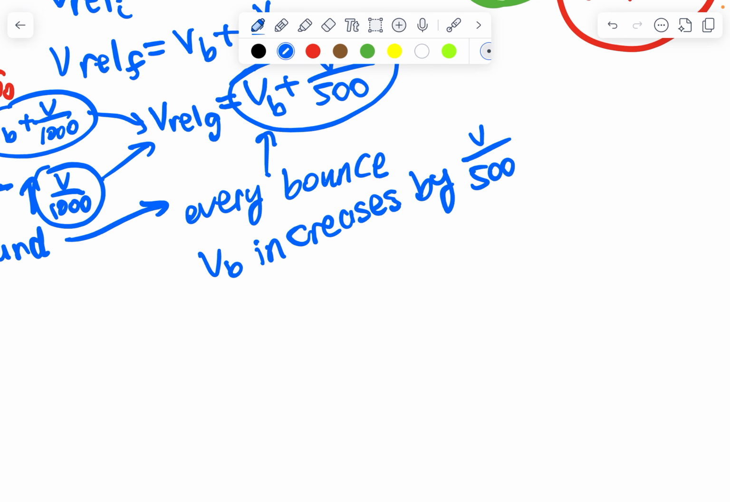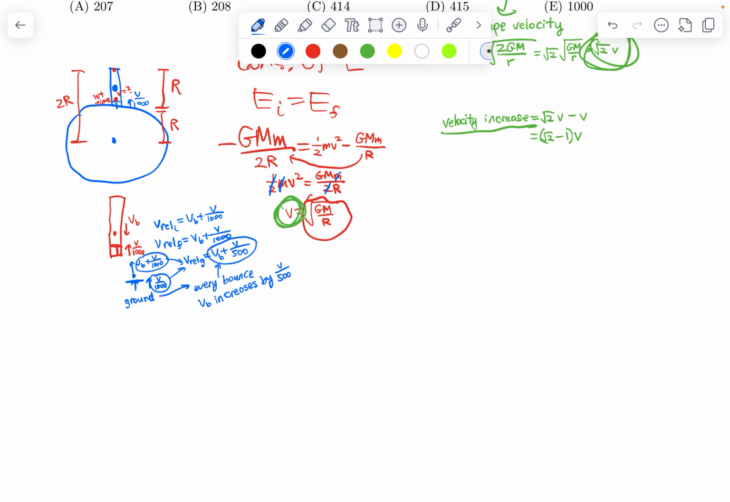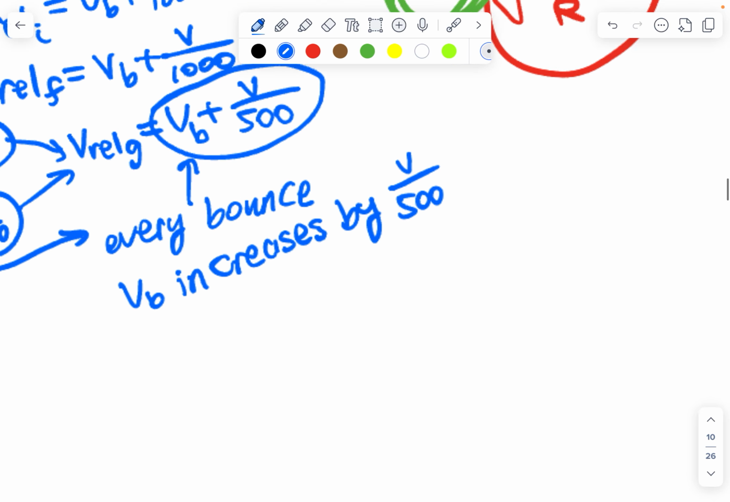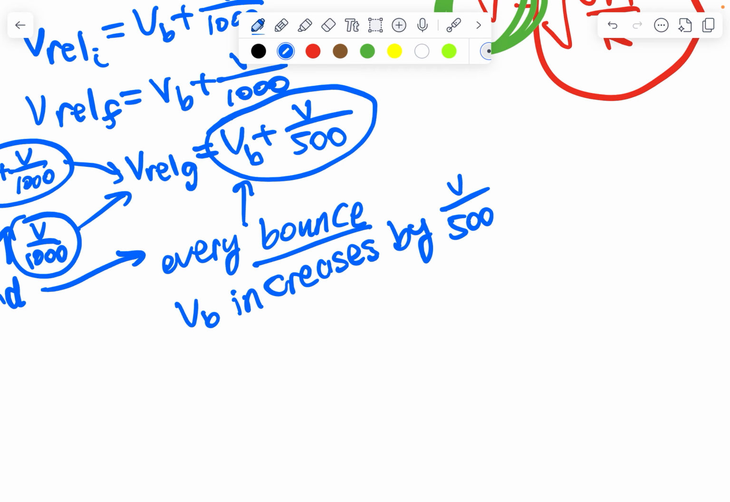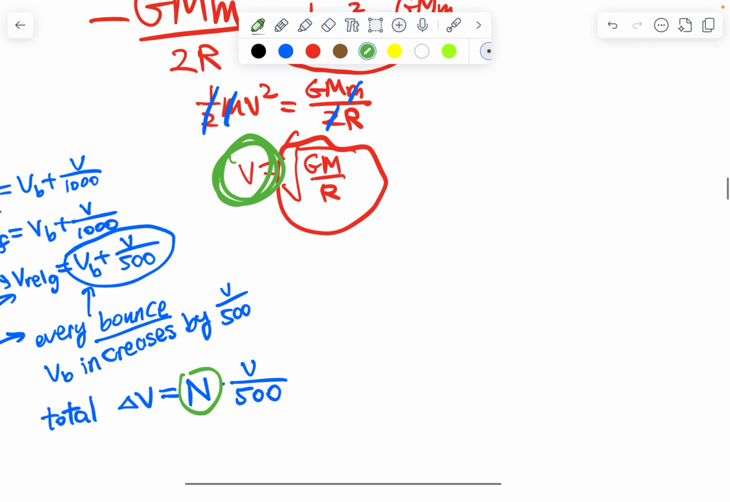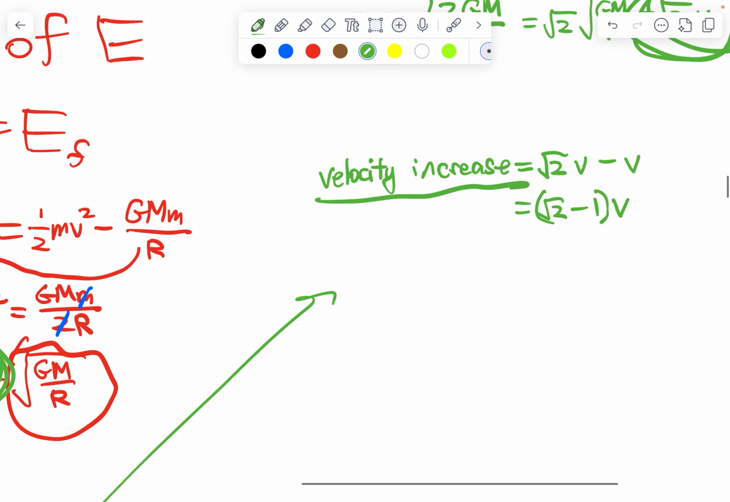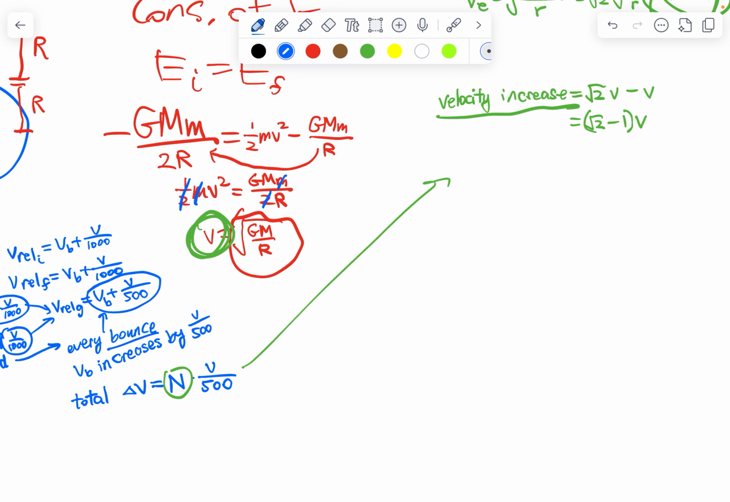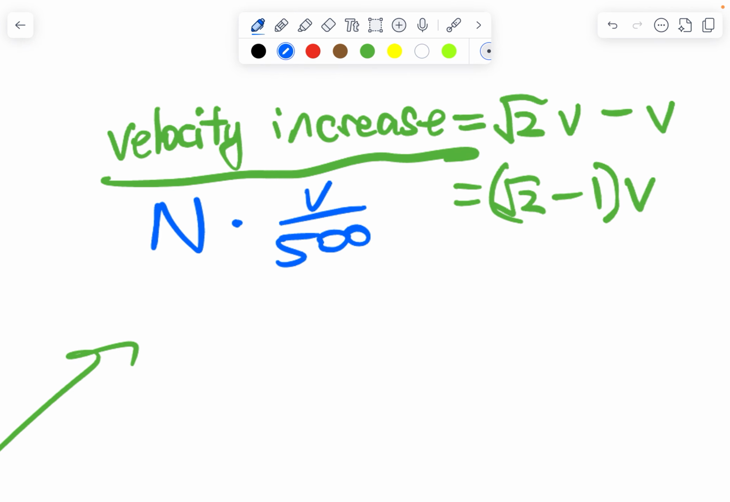So how can we find V ball in terms of, let's say, the number of collisions, right? Because every bounce it changes. So every bounce it increases this much, so the total is going to be the total increase. The total delta V is going to be equal to N times V over 500. And N is what we're trying to find here, because that's the number of collisions. And if we plug that into this equation here, we can get that N times V over 500 is going to be equal to our necessary change in velocity.